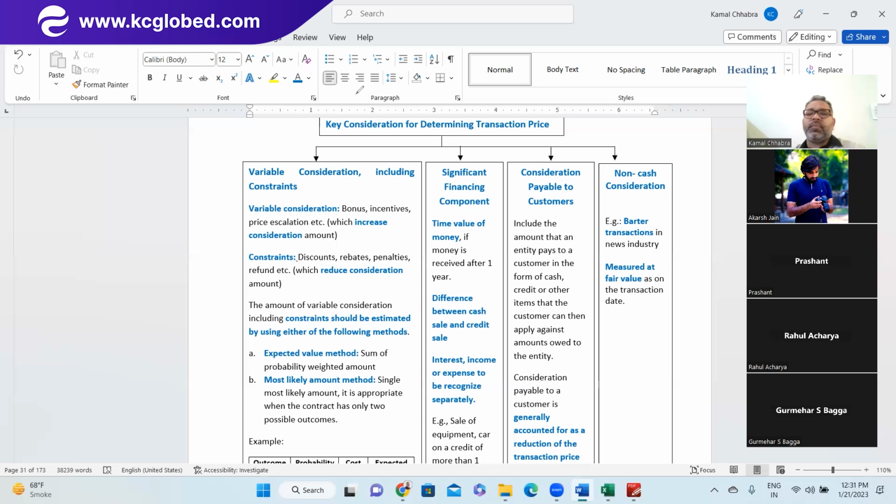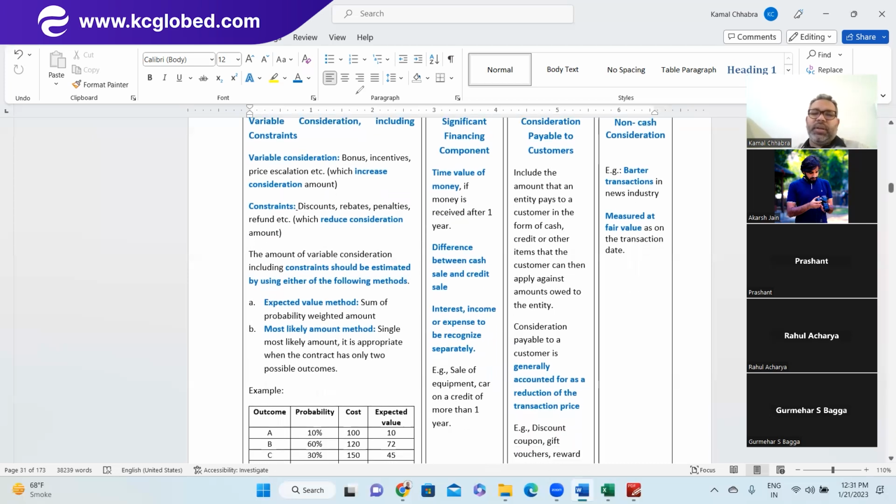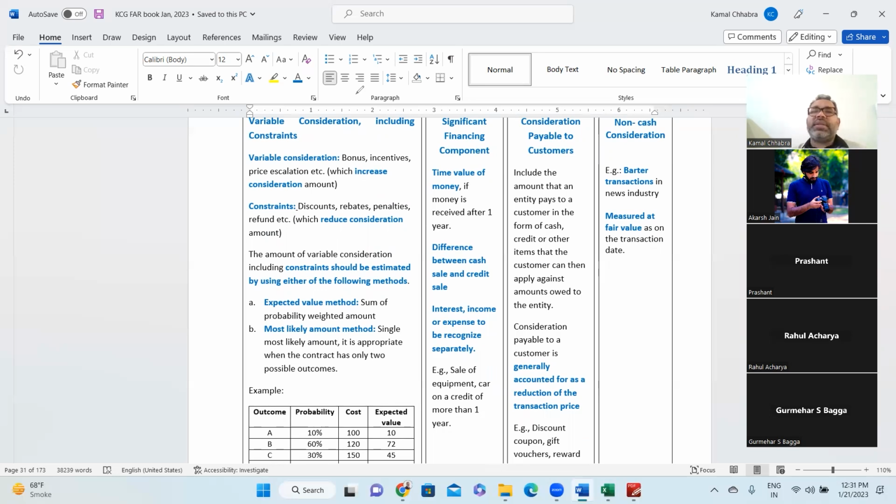Yeah. So if you see the theory you have written here, on time value of money, if money is received after 1 year, then the difference between the cash sales and the credit sales may be on account of interest income or expense, to be recognized separately. That will result in interest income, and it has to be recognized separately. It should not be recognized as sale of material, sale of goods or sale of service. It has to be recognized as finance income, right?